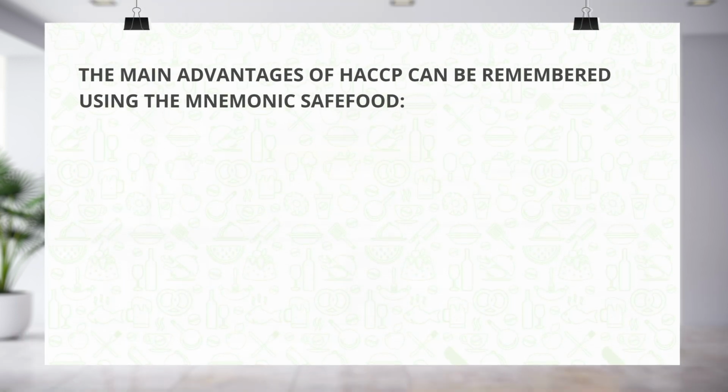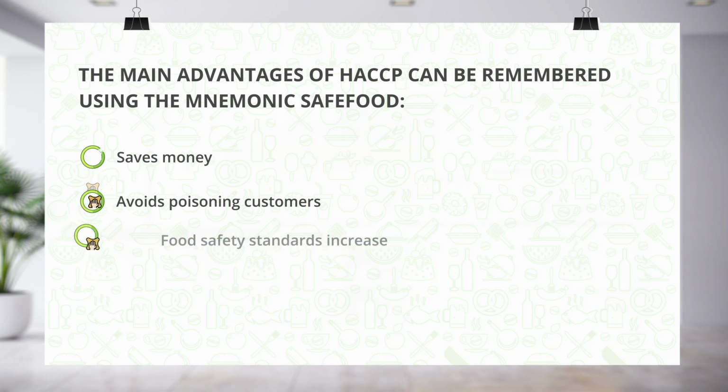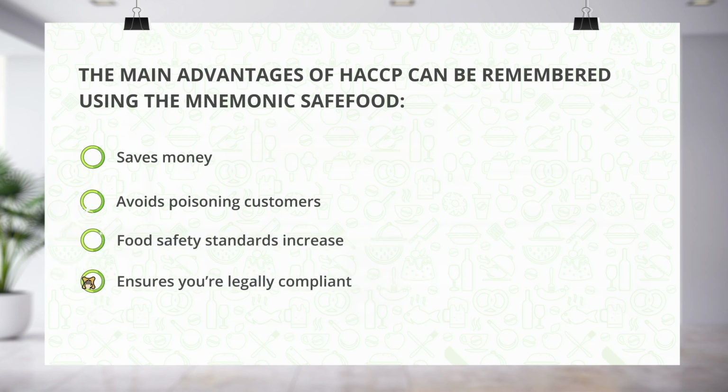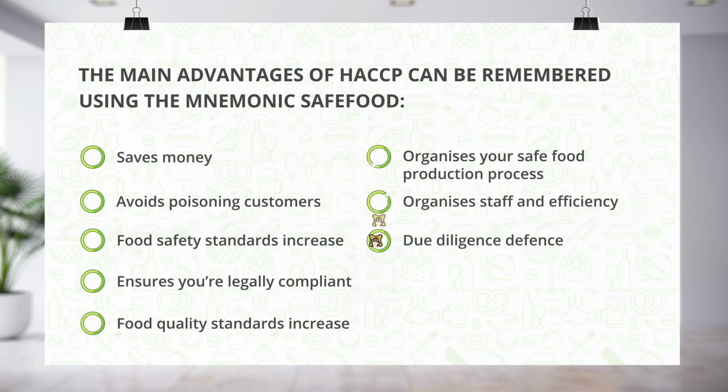The main advantages of HACCP can be remembered using the mnemonic SAFE Food. Saves money, avoids poisoning customers, food safety standards increase, ensures you're legally compliant, food quality standards increase, organises your safe food production process, organises staff and efficiency, due diligence defence.